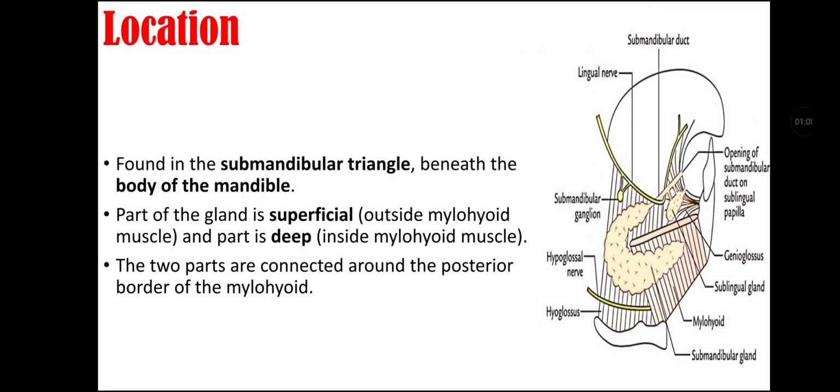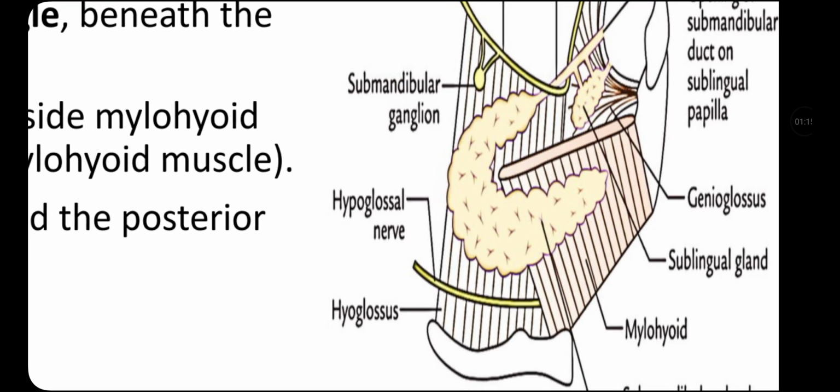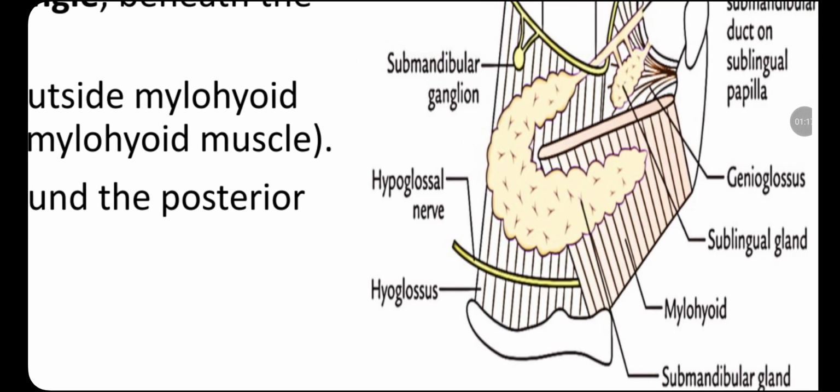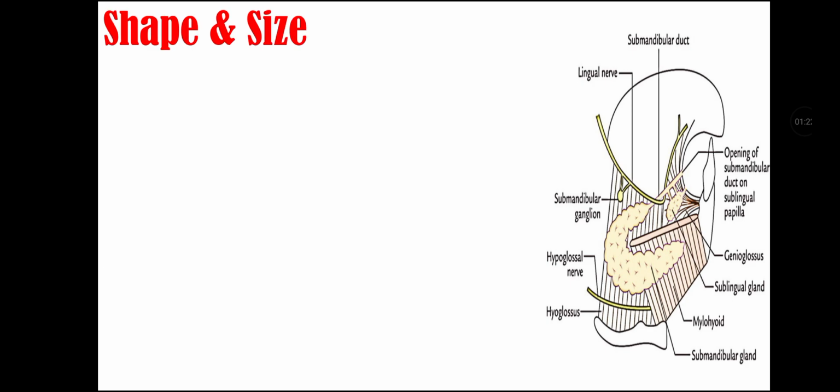These two parts of the gland are connected around the posterior border of the mylohyoid muscle. As you can see there, this is the mylohyoid muscle, and both parts of the gland are connected around the posterior border of the mylohyoid muscle.